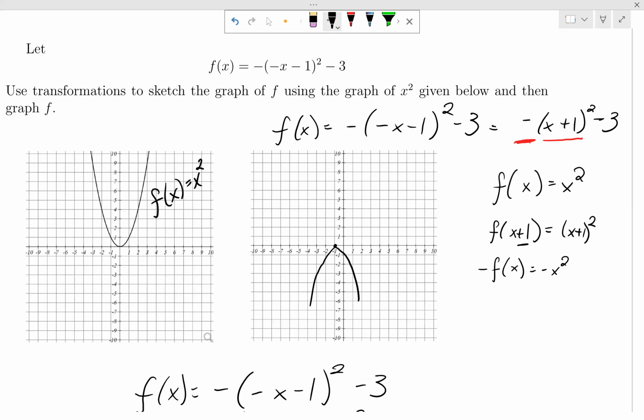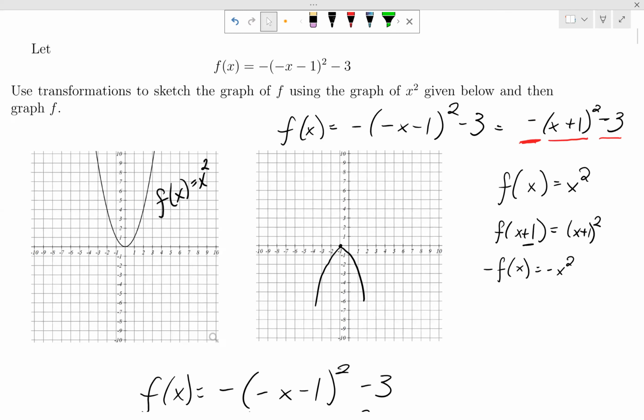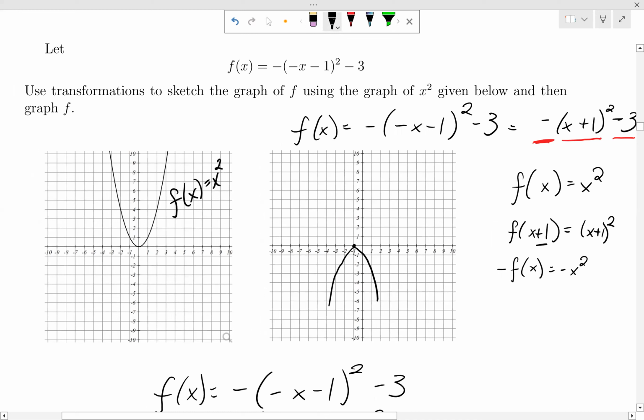All right. And then finally, this minus 3 part means I'm going to take all of my points and move them down 3 units. So 1, 2, 3 right here. 2, 3 right here. 1, 2, 3 right here. So it's going to look something like this. It's a rough sketch, but it's going to look something like this after you've done all your transformations. And this would be my final answer.